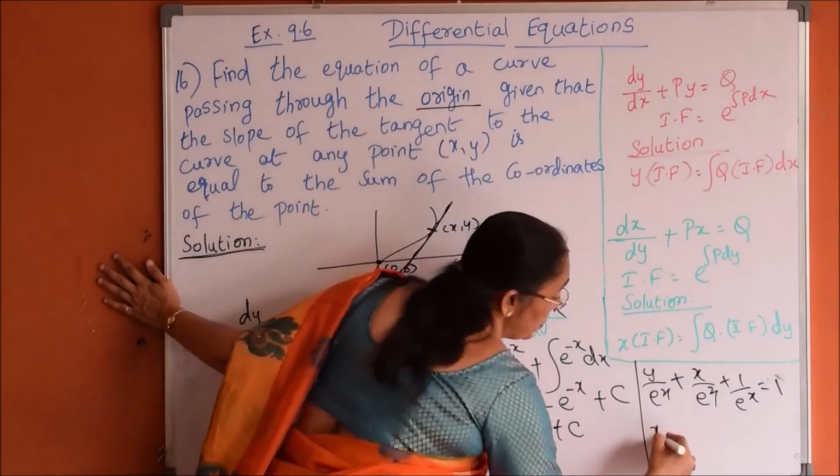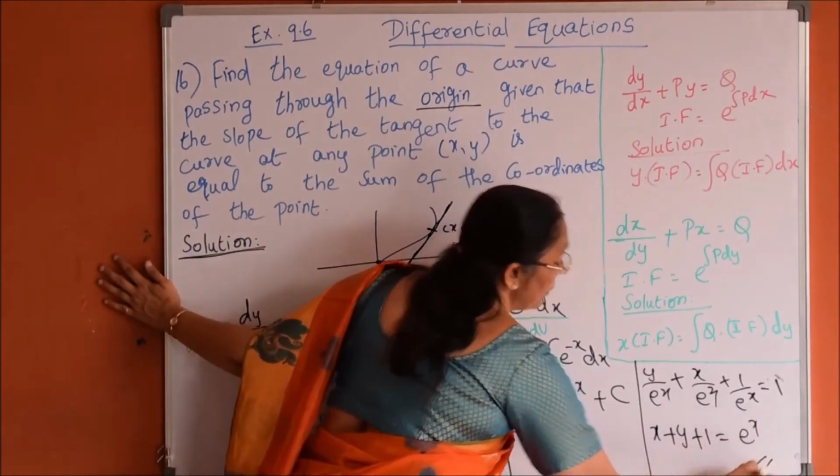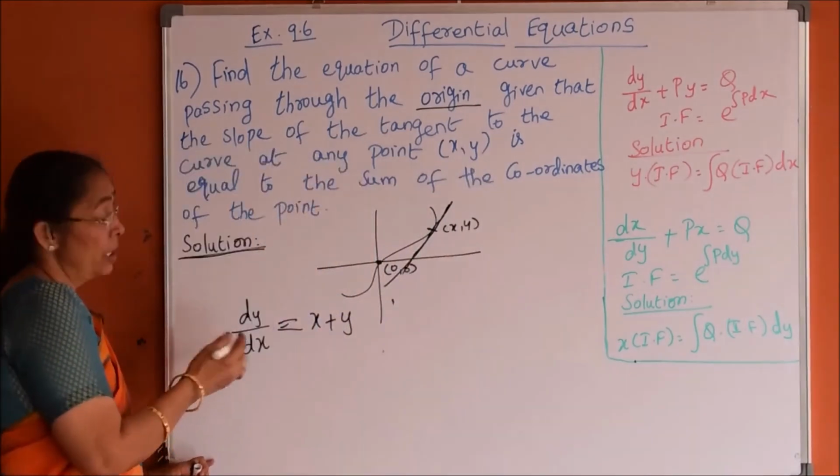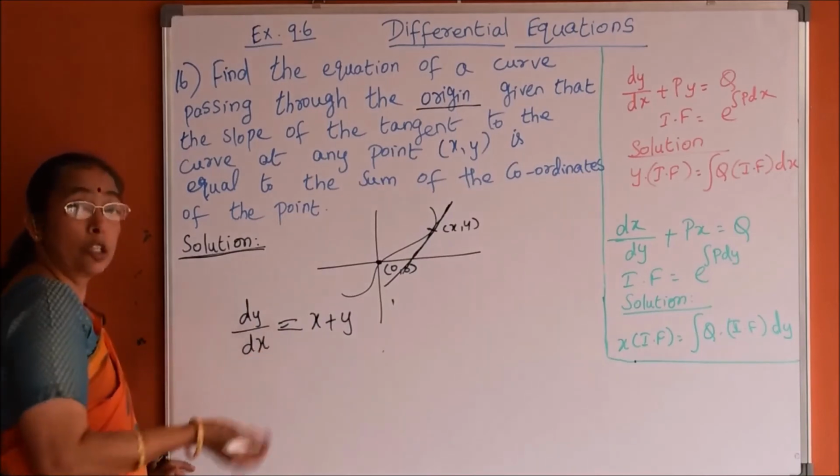So the answer is x plus y plus 1 is equal to e power x. While solving the problem, I said this can be solved even by homogeneous equation form. It is not possible.